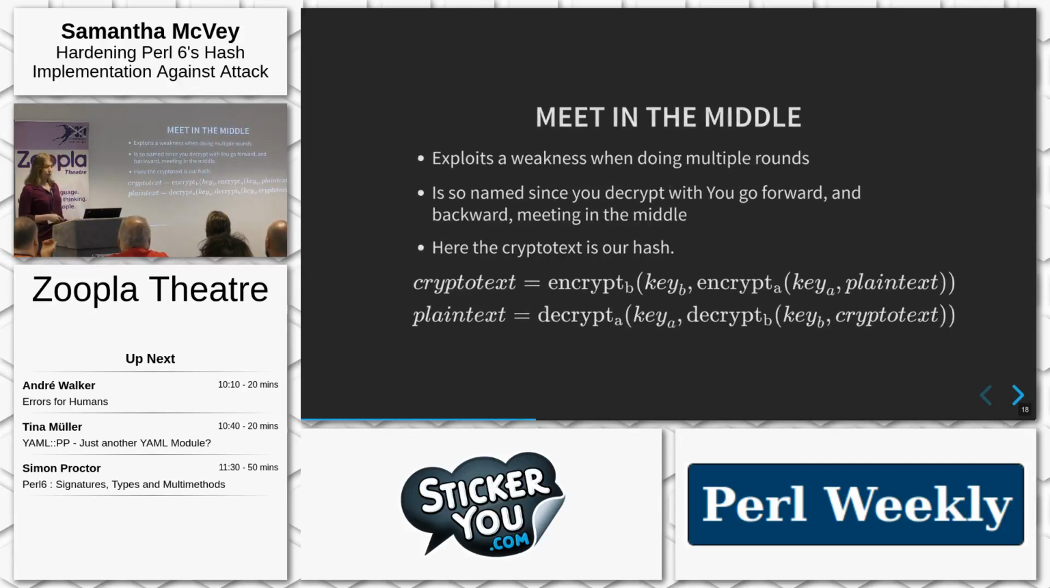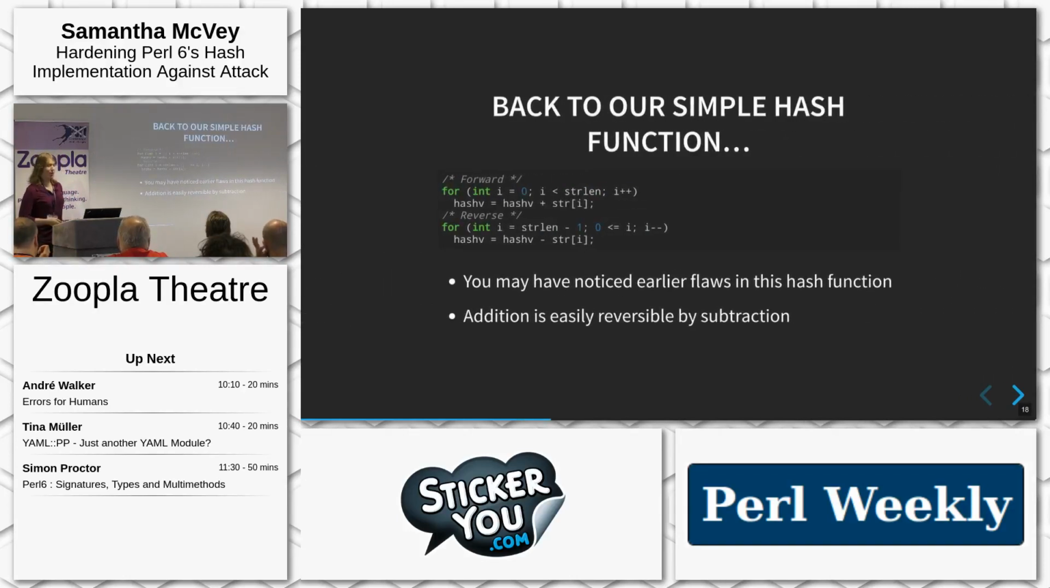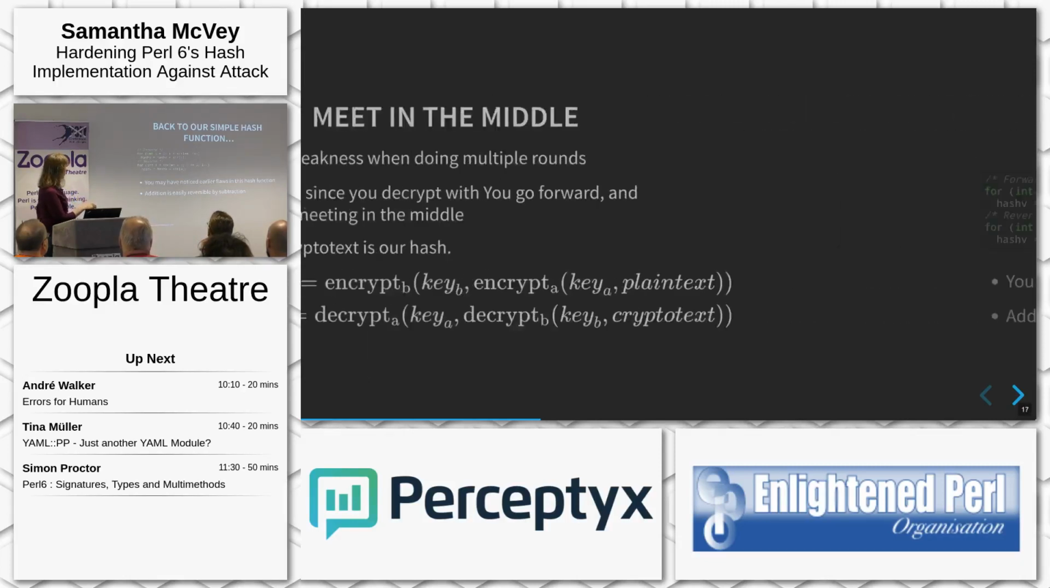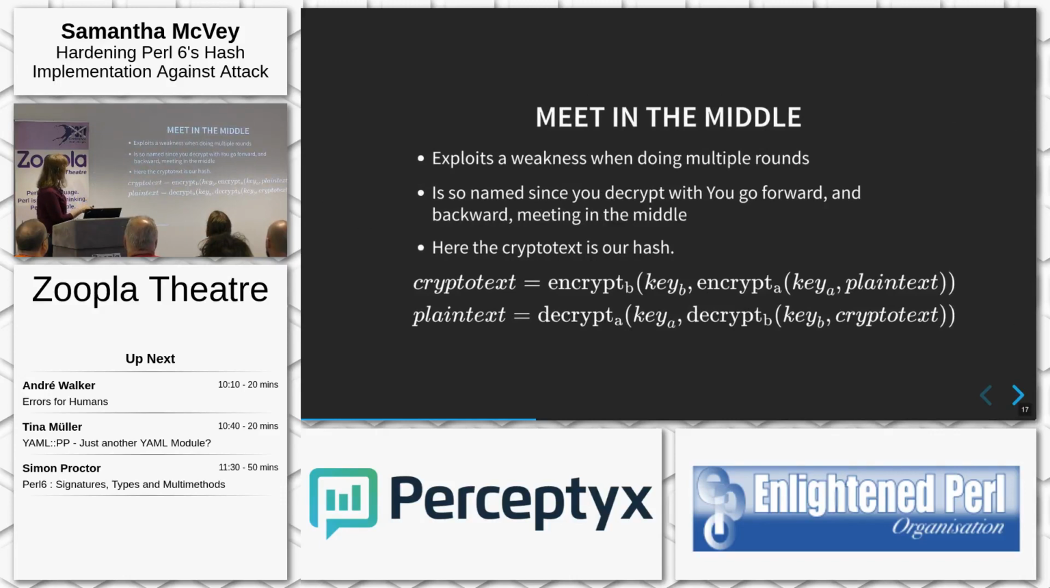And let me see. I'll skip that slide for a second. So here you can very easily reverse it. You can add them, and then you can also go backwards and subtract. The addition is easily reversible, and that's one of the reasons I went to the cheapest and easiest hash function, because it makes it easier to conceptualize how the meet in the middle attack works, which is a very severe attack on the hashing algorithm itself.